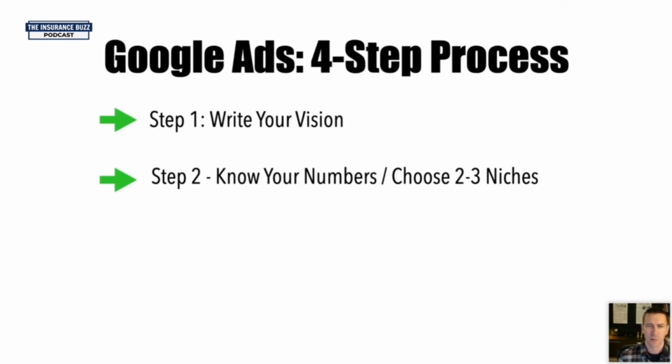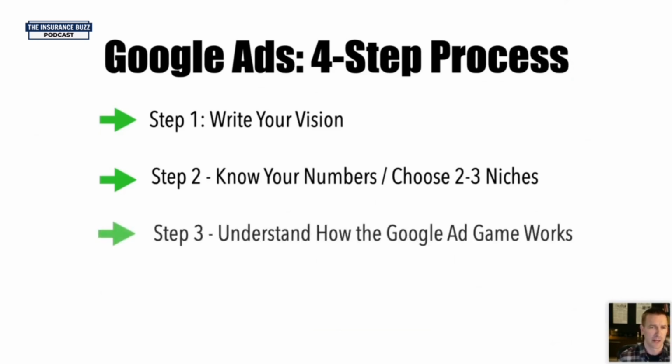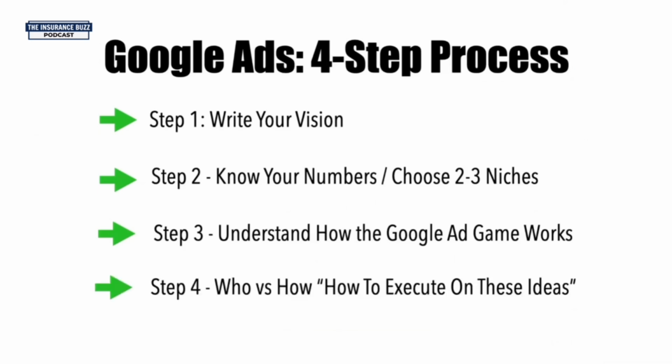Step 2, we're going to talk about your numbers, because you have to know your numbers in order to do paid ads successfully. It will make you a better marketer. And we'll talk about choosing 2 to 3 niches. If you don't already have your commercial niches identified, we'll talk about that. And then understanding how the game works. It really is a game. I grew up playing video games. I was a Halo player, if anyone remembers that, or back in the day, Nintendo 64, maybe dating myself now, Mario Kart, GoldenEye, all those games. But Google Ads is a game, and if you know how to play the game. So with that, we're going to dive in.